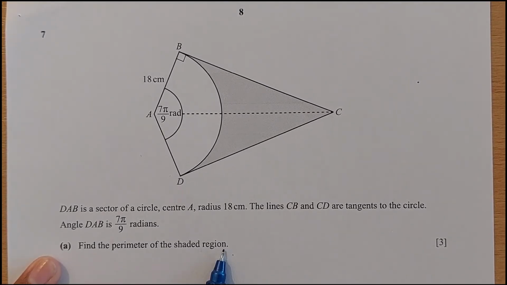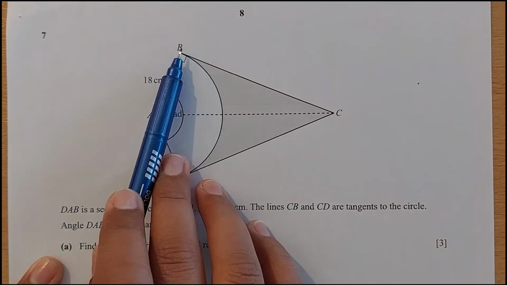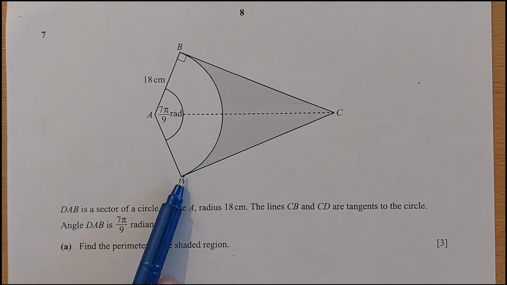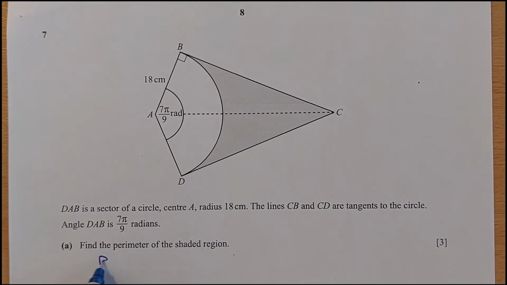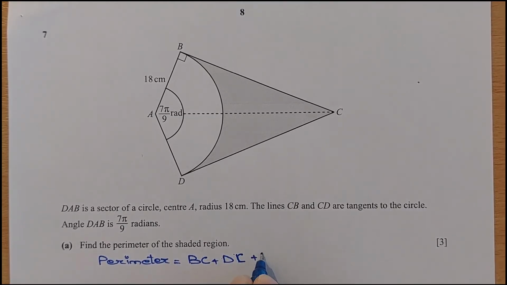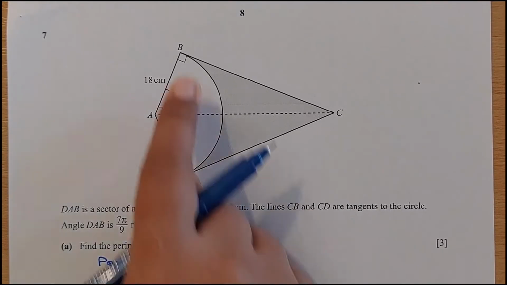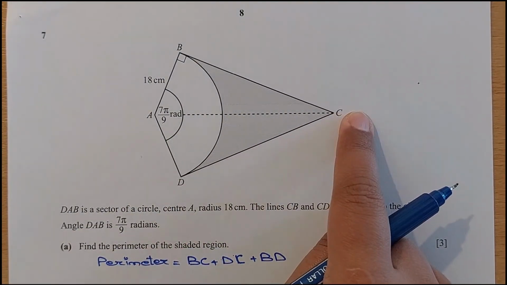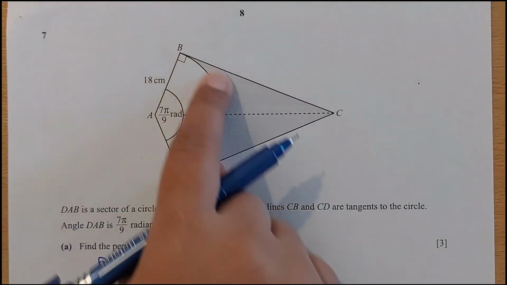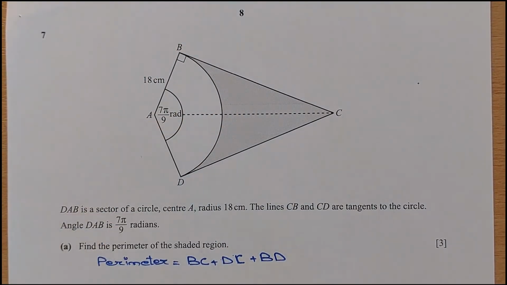Okay, the perimeter for the shaded region is this BC, CD and BD. This portion is shaded. So we can say that the perimeter of the shaded region is basically BC plus DC plus BD. Okay, so this is BC and this BD, both are same, right? Now let me find this BD. BD is the arc length of this sector of a circle, right?